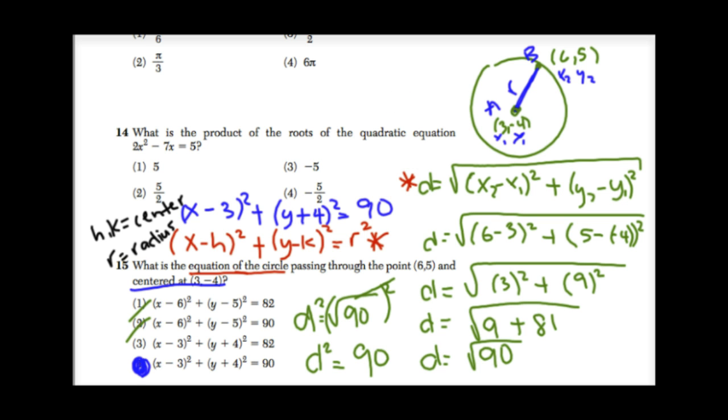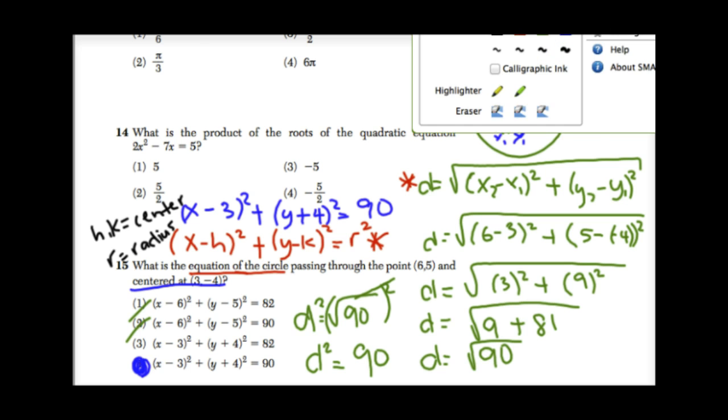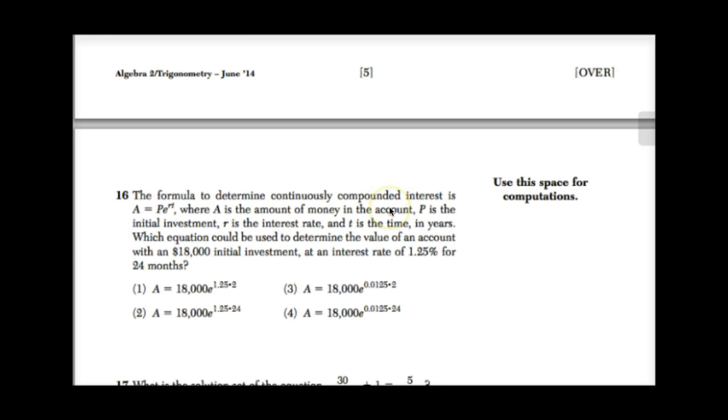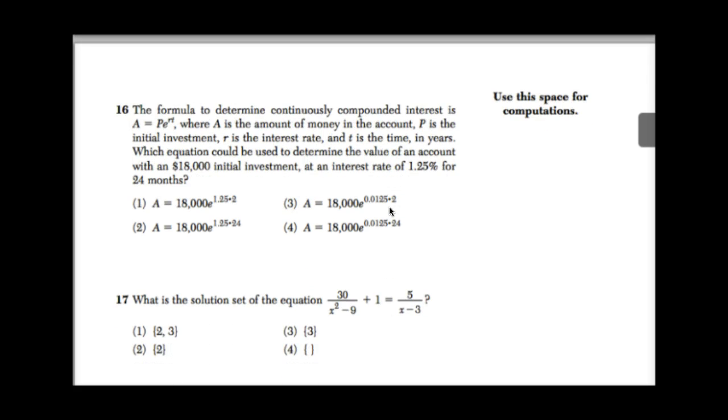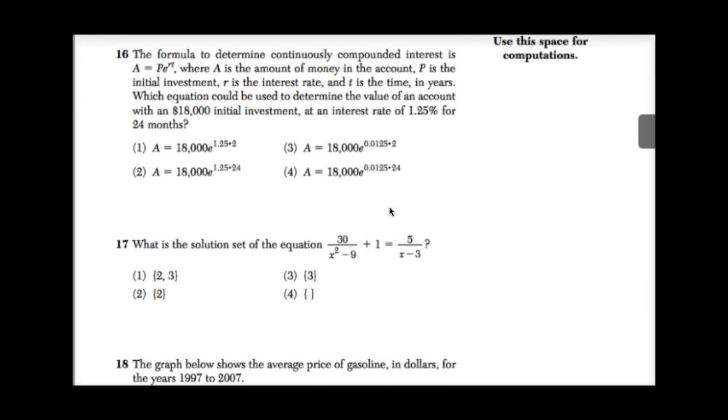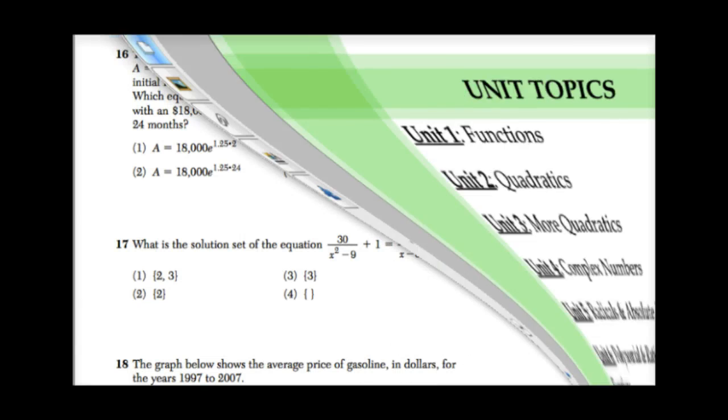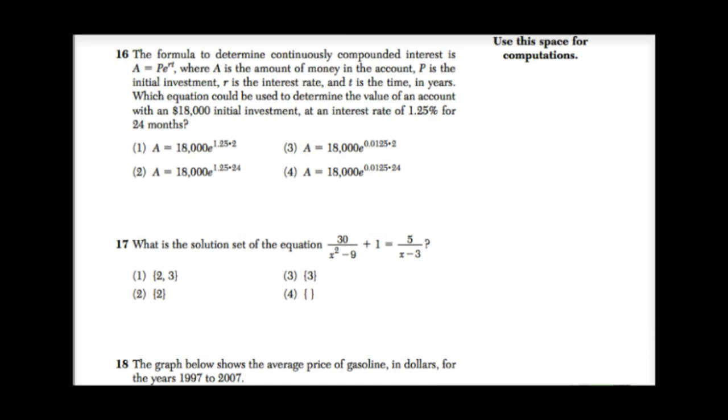Alrighty, let's go ahead and get rid of this. We're on number 16, 17, 18. Everything on this page we have covered. So the formula to determine continuous compound interest is A equals P e^(rt), where A is the amount of money, P is the initial investment, R is the interest rate, and T is time in years.